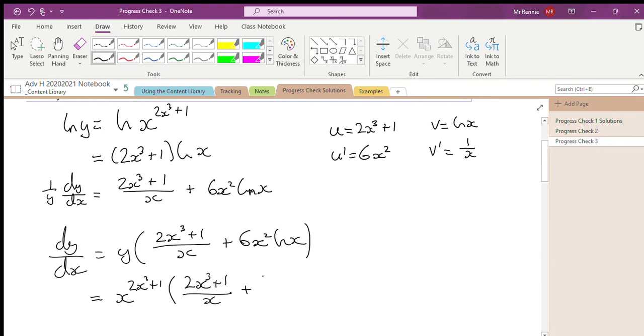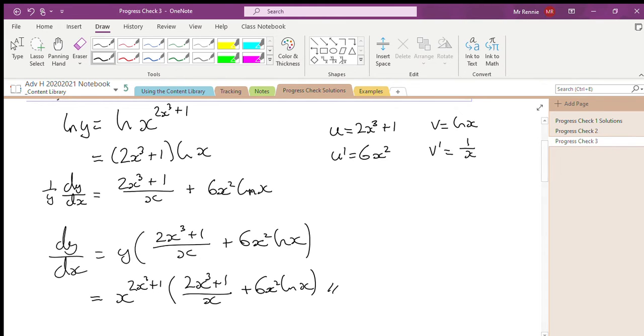There's not anything else I can do with this, due to the nature of the function I was given. There's nothing that can tidy up. However, that is my final answer. I've expressed dy by dx in terms of x's only. There are no more y's in my function. So that's the answer to the first question.